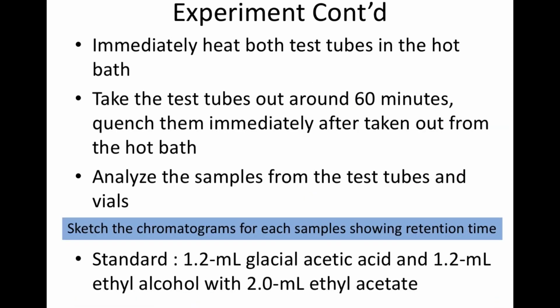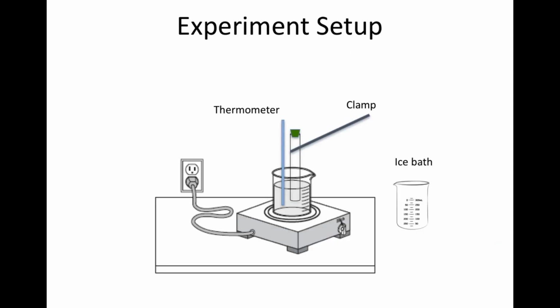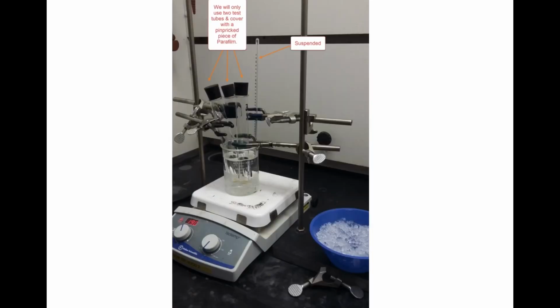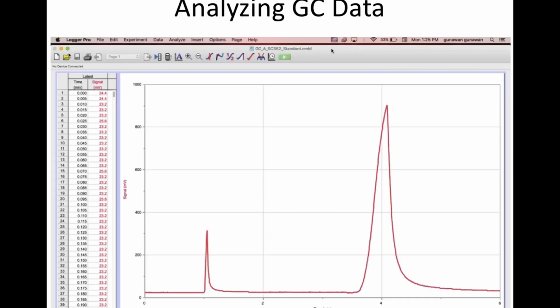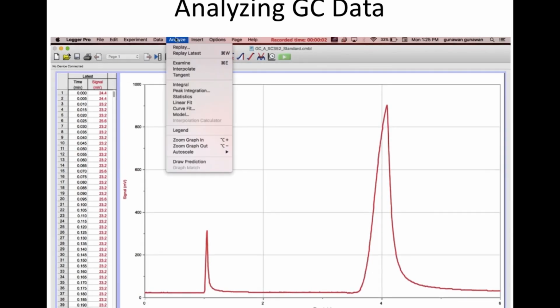The amount of ethyl acetate at the end of the reaction is determined using gas chromatography. The heating samples are heated in a hot water bath with controlled temperature. To stop the reaction, the sample is later chilled in an ice bath. A standard and each sample are run using the gas chromatography, and then the chromatograms are analyzed.